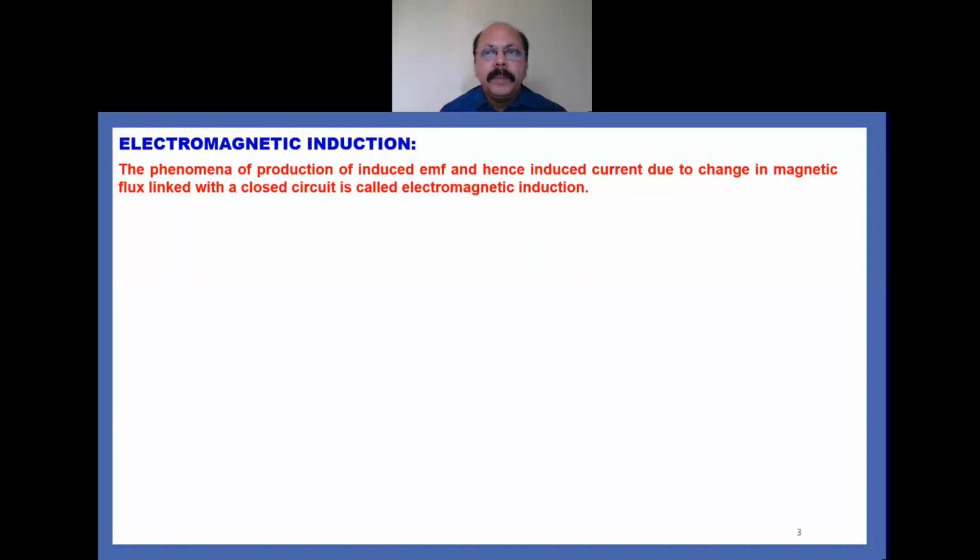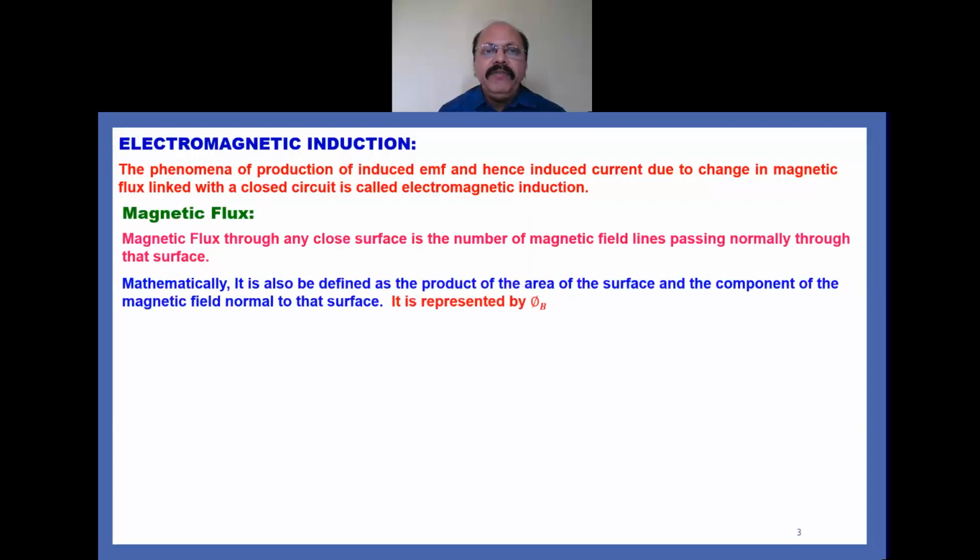Now, what is the magnetic flux? First you understand the meaning of magnetic flux. This is similar to what you have studied in Unit 1, that is electric flux. So in the same way we have to define magnetic flux. Magnetic flux through any closed surface is the number of magnetic field lines passing normally through the surface.